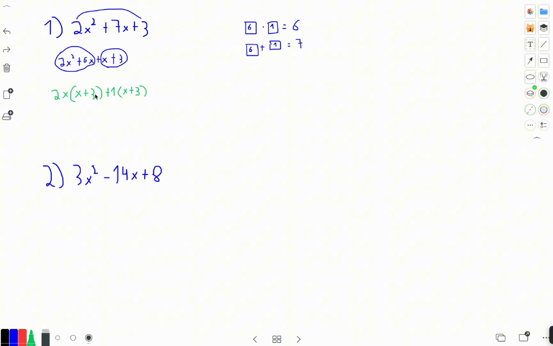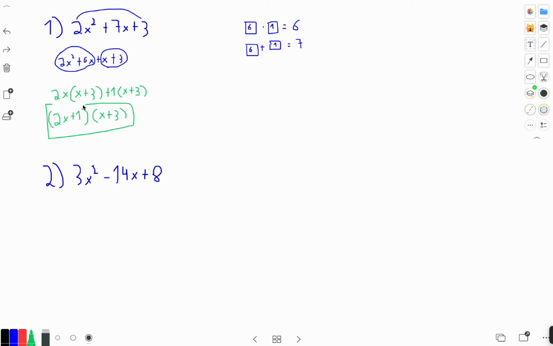Now, since x plus 3 is being multiplied by 2x plus 1, we can just multiply the coefficients of x plus 3 together. So we're going to have 2x plus 1 as one of the factors. See, we're just bringing it together. 2x plus 1, and x plus 3 is going to stay. And this is the final form. This is the final factored form of example 1.